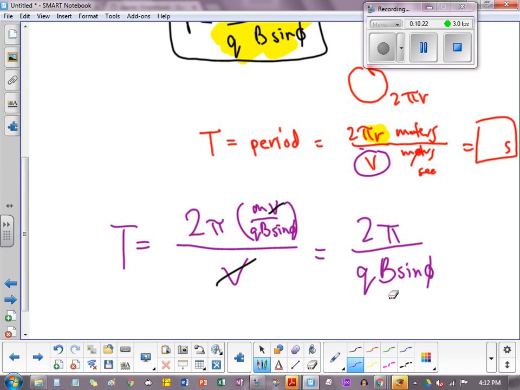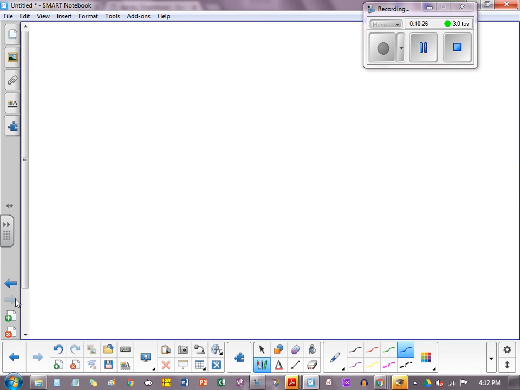So I always thought that was cool. And you might remember another quantity called frequency. Frequency is how many times it goes around each second. So cycles per second is the concept of frequency.